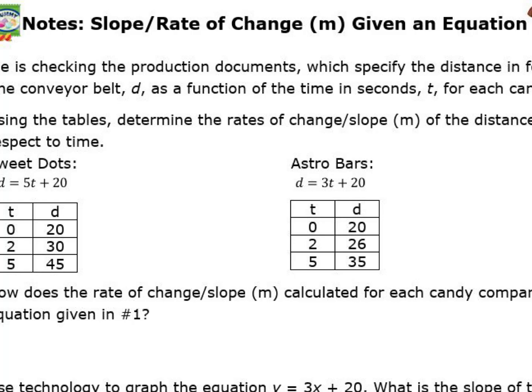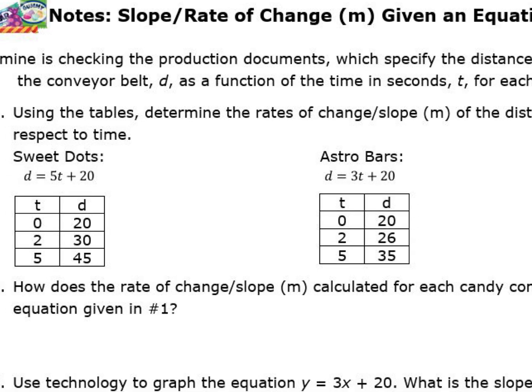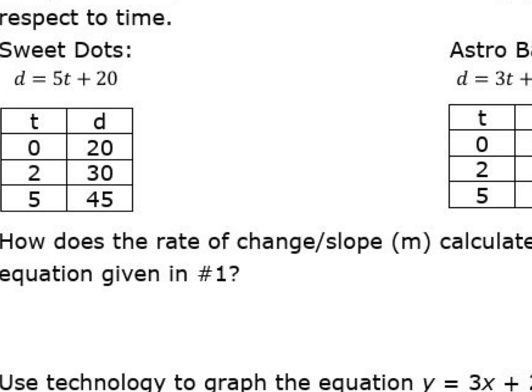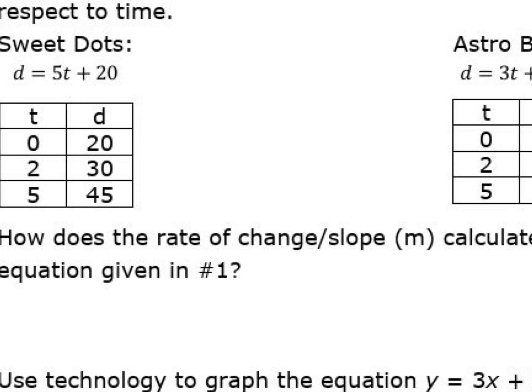We're going to look at some candy companies today. It says Jasmine is checking the production documents that specify the distance along the conveyor belt in feet as a function of time in seconds for each candy. A lot of places when they make candy, it's on a conveyor belt. Maybe if they're making Hershey Kisses, it makes a little dollop and then it goes down the conveyor belt to the next piece.